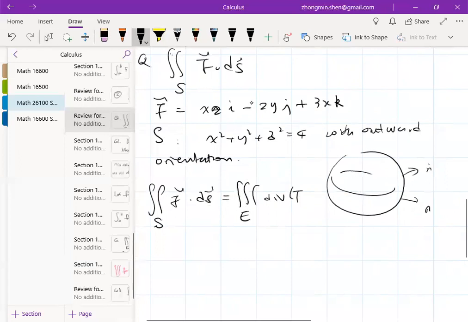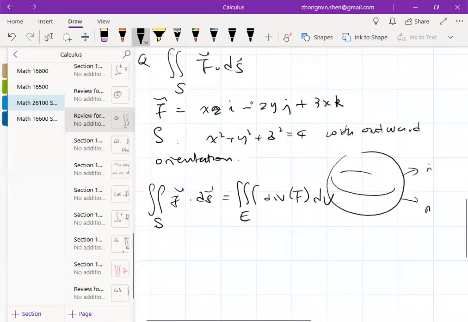So it's the divergence of the function dV. Using this theorem, you are going to evaluate, where E is the region enclosed by the sphere, which is a ball. Let's try that first to see which is better. Usually, whenever you can use a theorem, the computation will be much simpler.